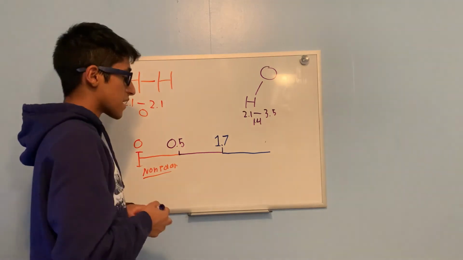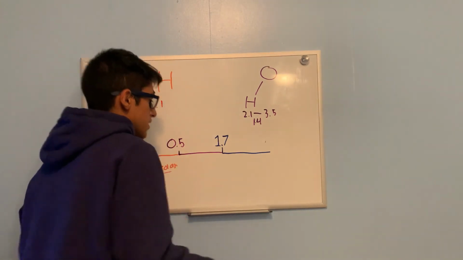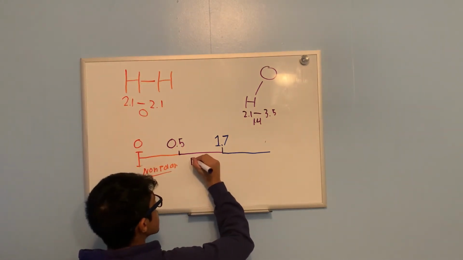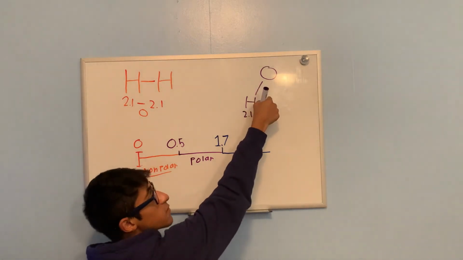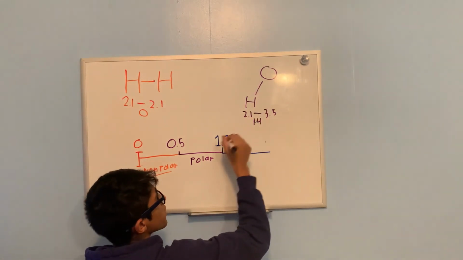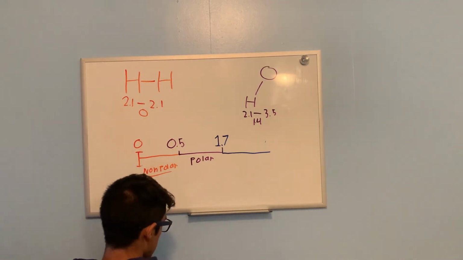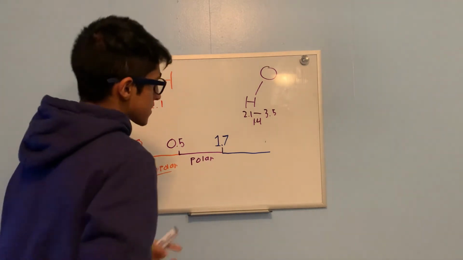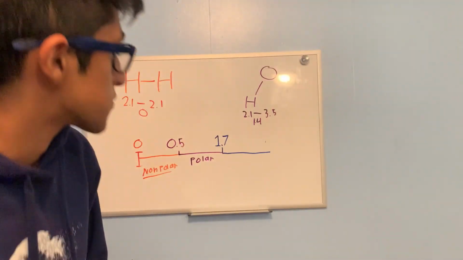Let's say you do that same calculation and it comes between 0.5 and 1.7. That bond is polar. And as we see in our example of H2O, we get a value of 1.4, which would be somewhere around here, meaning that the bond is polar. Now you might be asking, well, what happens after 1.7? Well, that's where things get interesting.